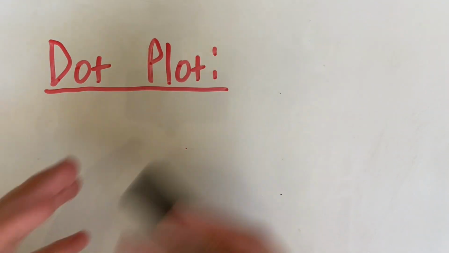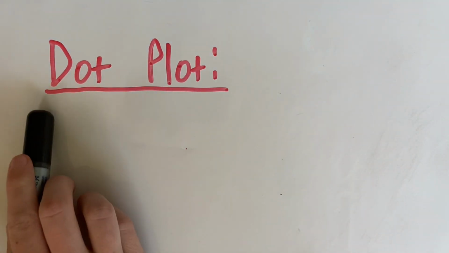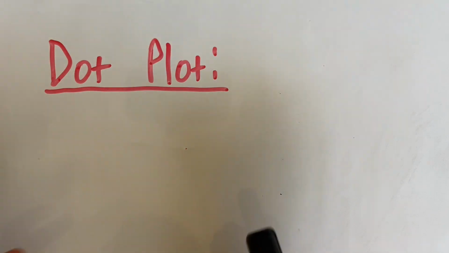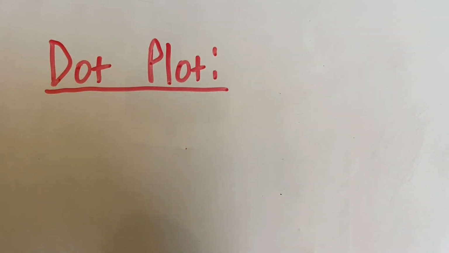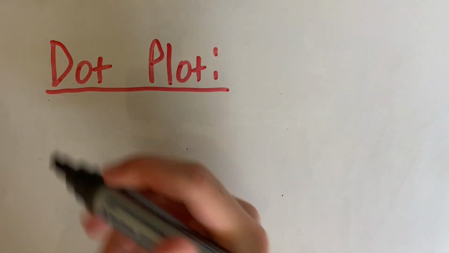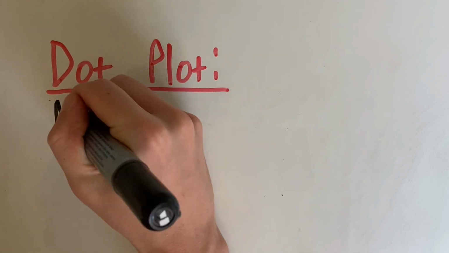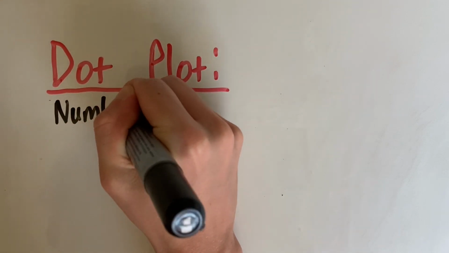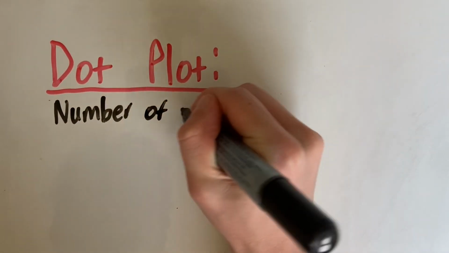Hello and welcome. In this video I'm going to show you how to make a dot plot. So a dot plot is a type of graph that we use to graphically represent data so it can be more easy to understand and interpret. In order to make a dot plot you have to have some sort of data.